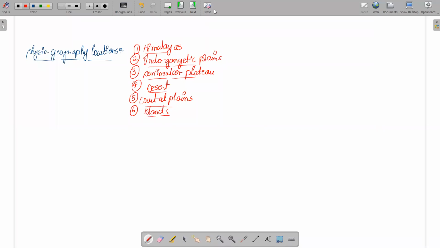So why am I telling you all these things? Because from the map pointing perspective, the chances of being asked are very, very high. First, he may ask on these six things. Second, he may ask on the names of the states. And third, most important, he may ask on the names of the rivers, in your respective India map. All these things are there in the India map.